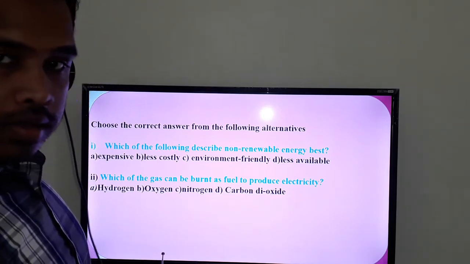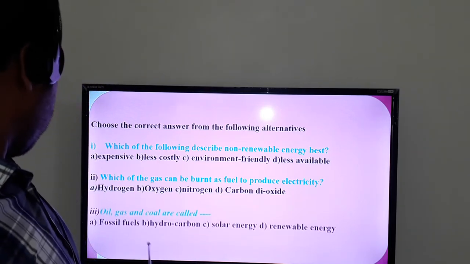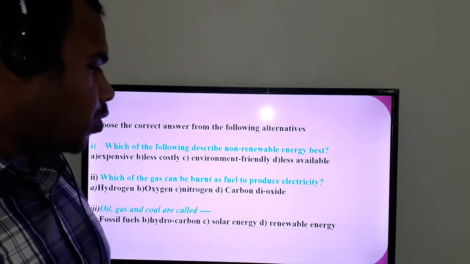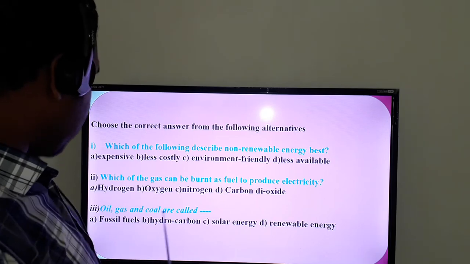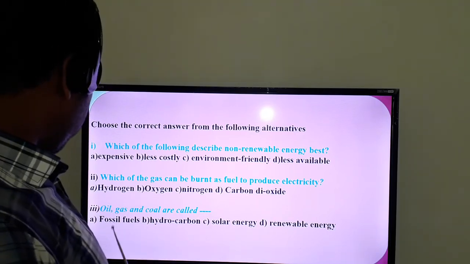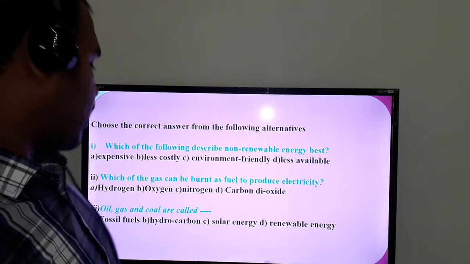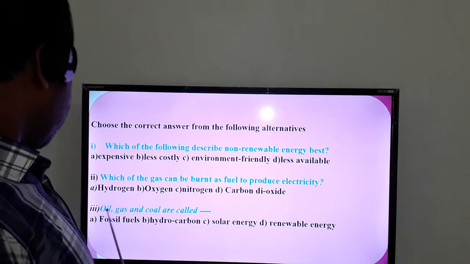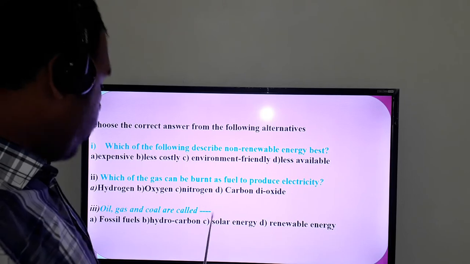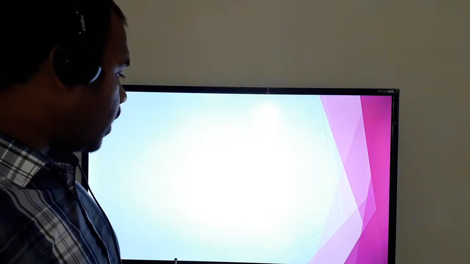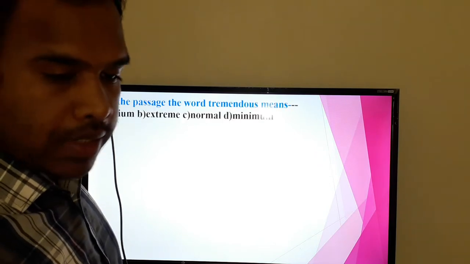And number 3, oil, gas, and coal are called dash. That's a question to you. Oil, gas, and coal are called what? Is it fossil fuels, hydrocarbon, solar energy, or renewable energy? What is the answer? You think about it and then you tell me that it is fossil fuels. The answer is fossil fuels, because it will come to an end after a certain period.